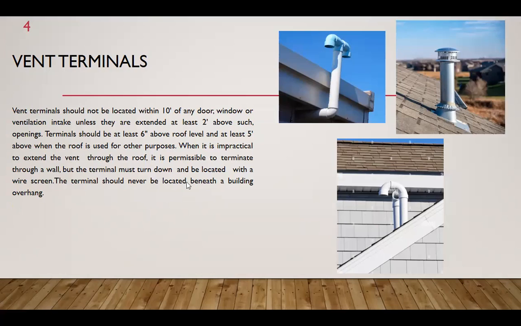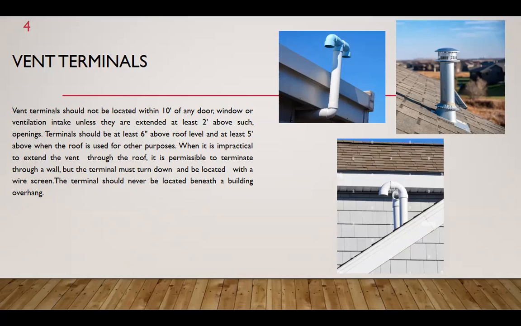Gooseneck. Vent terminals should not be located within 10 feet of any door, window, or ventilation intake unless they are extended at 2 feet above such opening. Yan. Kasi magkakaroon ng impact yun. So, pag nagmalapit siya sa ventilation intake, papasok yung amoy doon. Terminal should be at least 6 inches above roof level and at least 5 feet above when the roof is used for other purposes.